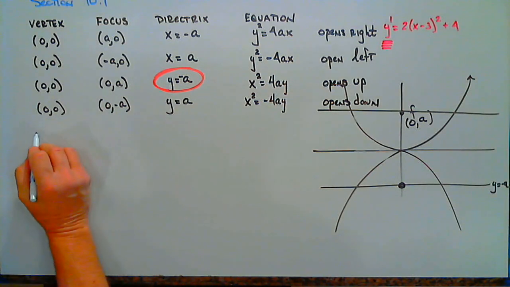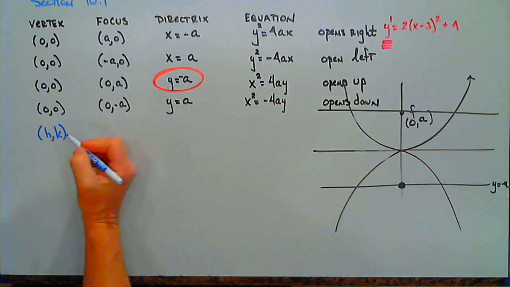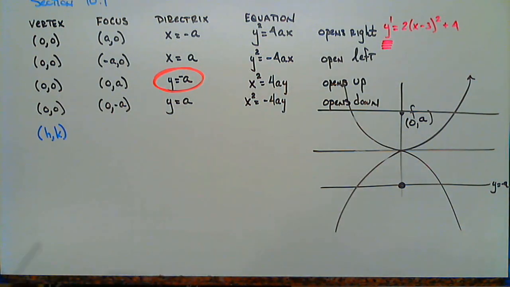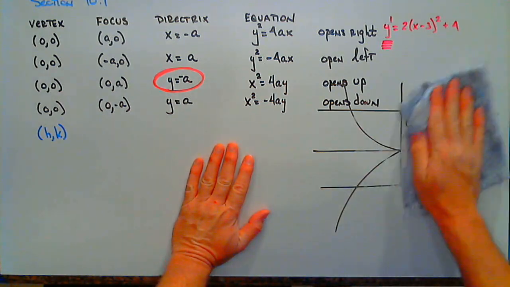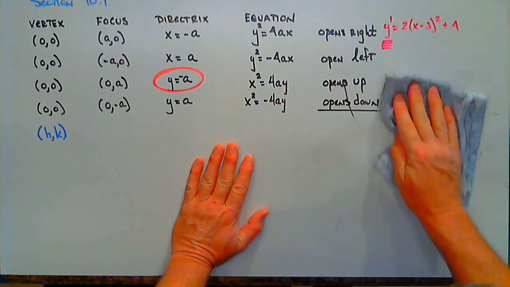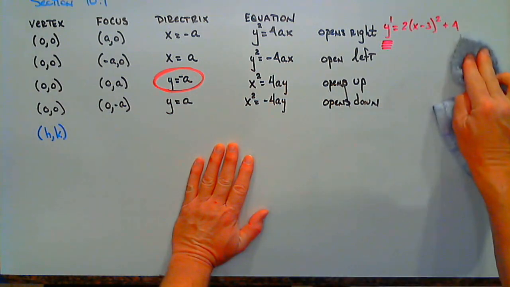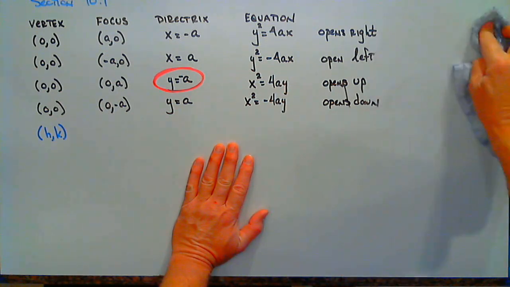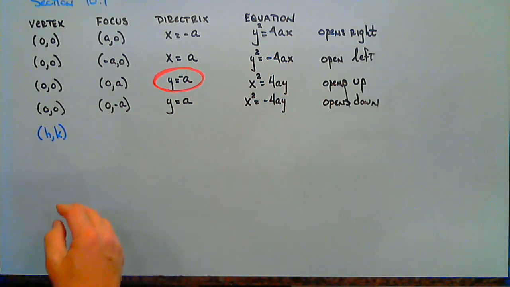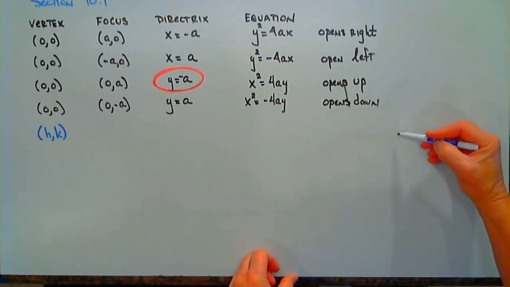What happens if our vertex moves off the origin? Now, don't panic. It's not going to be hard. We all know what's going to happen here. I'm going to erase this, and I'm just going to draw a quick sketch. And just pay attention to the sketch. It's all going to make sense.